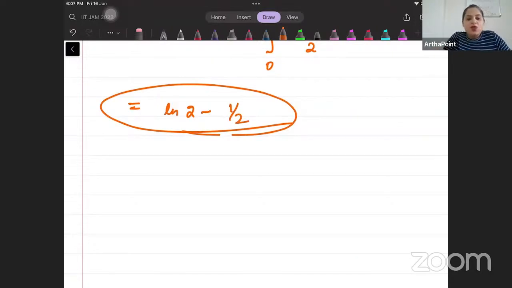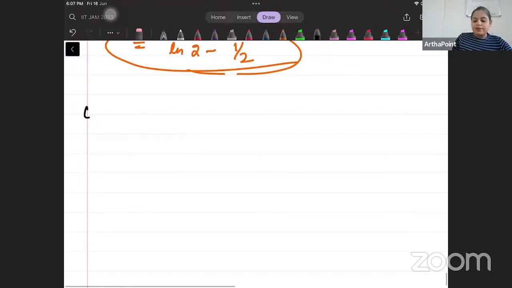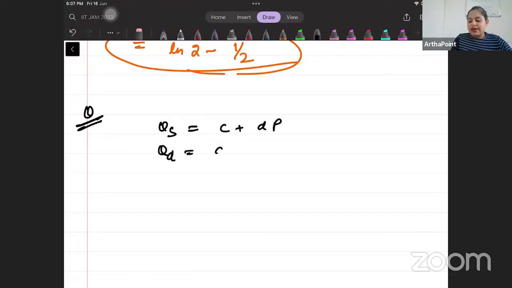Okay. Now we have taken a question on consumer and producer surplus. Let us go ahead and take a question on equilibrium beta. So you're given that quantity supplied is C plus dP. Quantity demanded is A minus BP. Find equilibrium price and quantity.